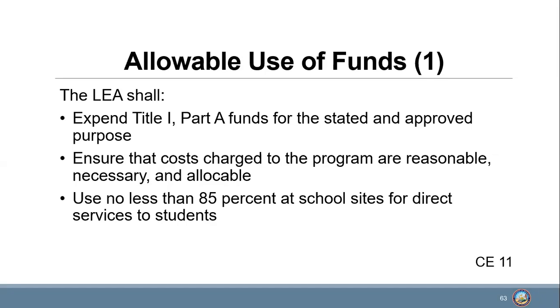Moving on to CE11, this is our allowable use of funds. This item says the LEA shall expend Title I funds for the state and approved purpose. The LEA shall ensure all charges are reasonable, necessary, and allocable, and that at least 85% of funds go directly towards direct services for students. So that leaves at a maximum 15% that can be used for the administration of the Title I program.